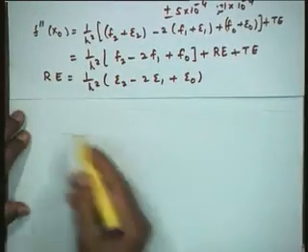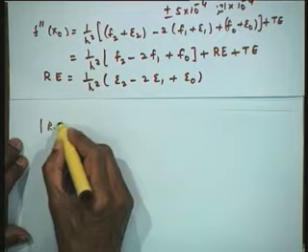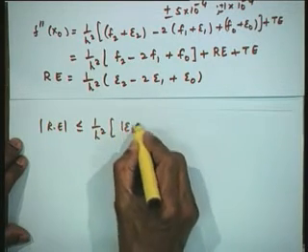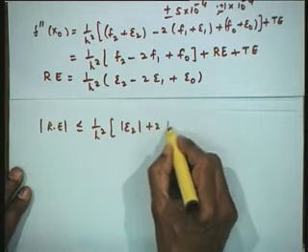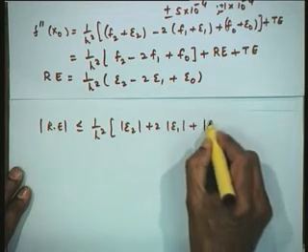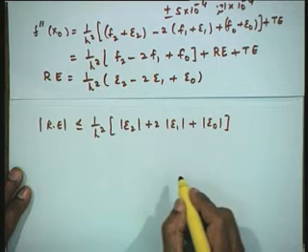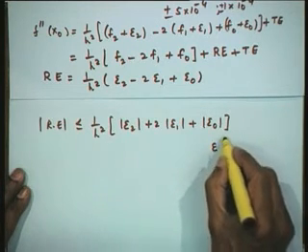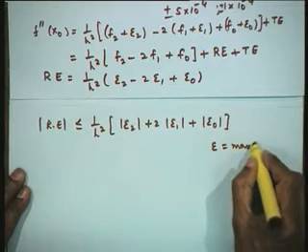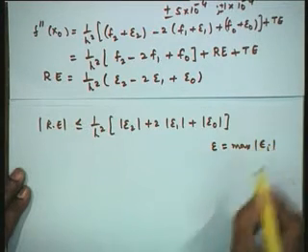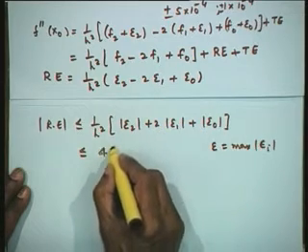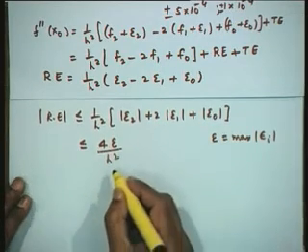Now, let us find out the magnitude of this round off error. The magnitude of this round off error is less than or equal to 1 upon h square times (magnitude of epsilon 2, plus twice magnitude of epsilon 1, plus magnitude of epsilon 0). If you call epsilon the largest of all these, I can simply write this as (1 plus 2 plus 1), that is 4 times epsilon by h square.